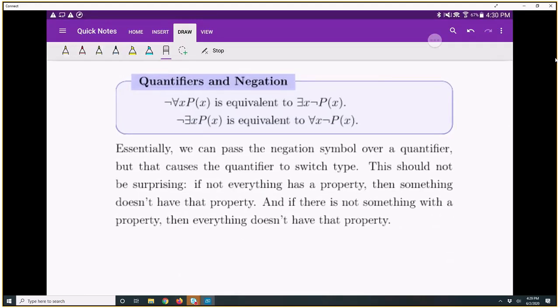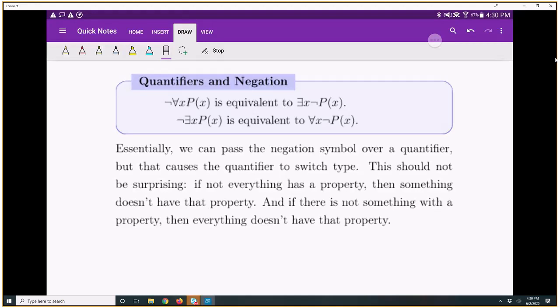So here's the information about quantifiers and negation. The negation of the universal quantifier, for all x, p of x, the negation of that statement will be the existential quantifier, there exists x such that not p of x. So in a sense, we pass this negation through the quantifier. As we pass it through the quantifier, we flip the quantifier from, in this case, universal to existential.